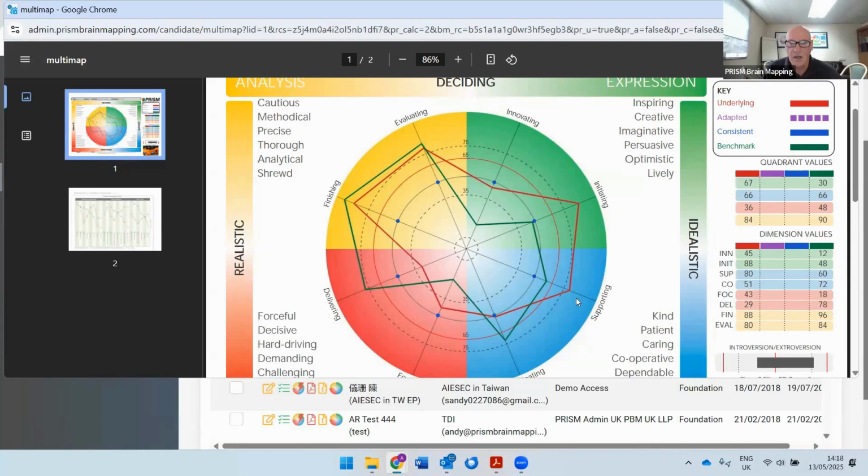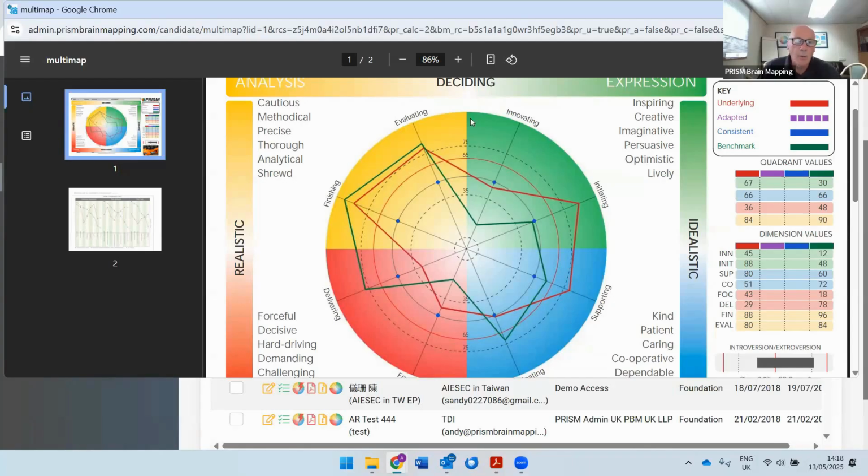Once I've looked at the underlying line, I might then look at the adapted line to see how they flexed in their previous role in their previous company. Bear in mind that doesn't necessarily mean that they will be able to do the same, but it does give you some indication.